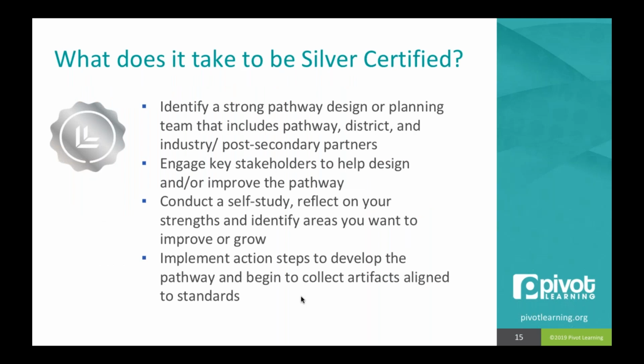So what does it take to be silver certified? You need to identify a strong pathway design or planning team that includes pathway, district, and industry and post-secondary partners. You engage key stakeholders to help design and improve the pathway. And you conduct a self-study to reflect on your strengths and identify the areas where you want to improve or grow. And finally, you want to implement action steps to develop the pathway and to begin to collect the artifacts that align with the standards.